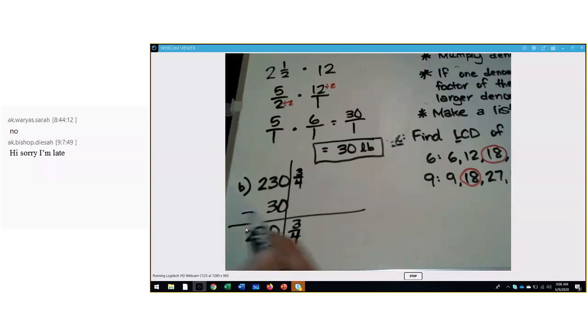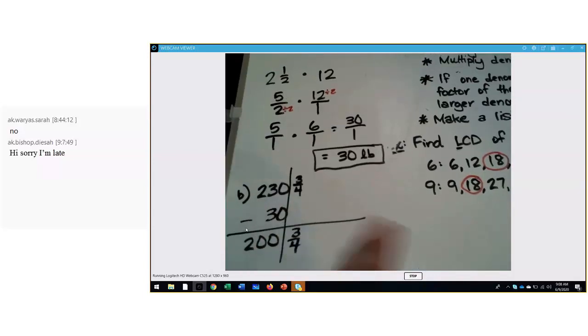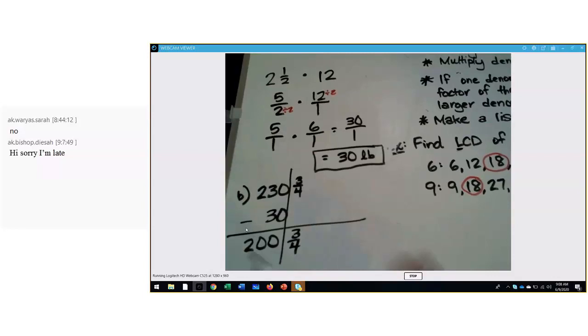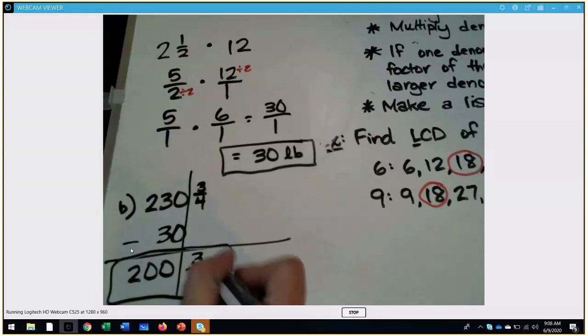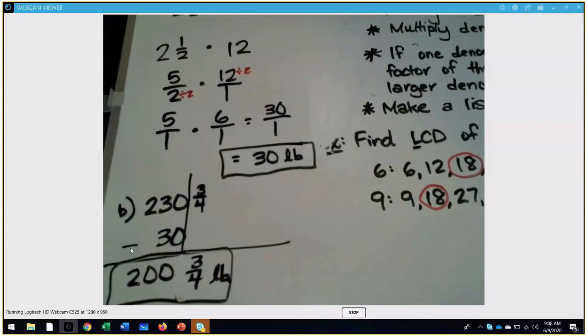If we did have to borrow, we'd have to convert this to a proper fraction, put this over 1, find a common denominator, and do all of that work. In a case like this, though, there's no need to do all that. Here's your final answer. Any questions about that before I keep going?